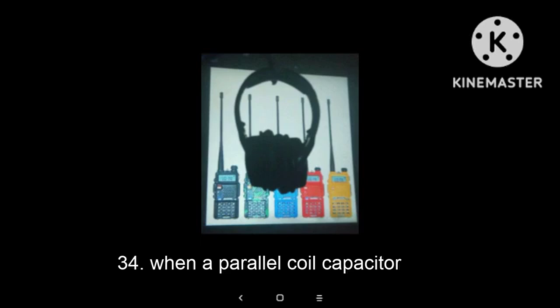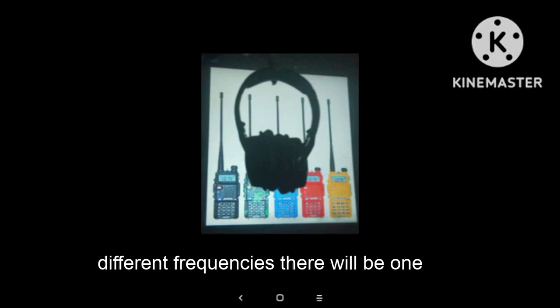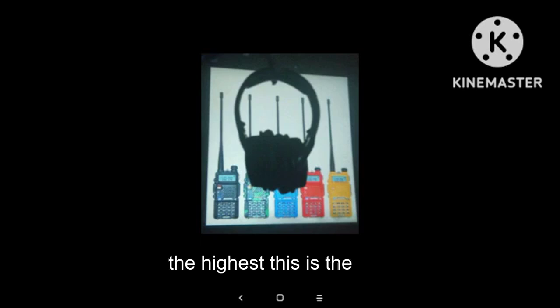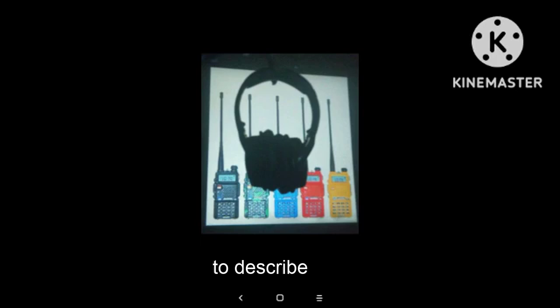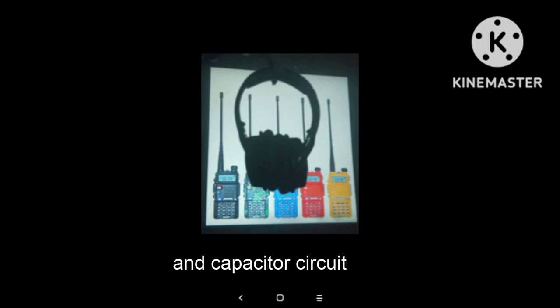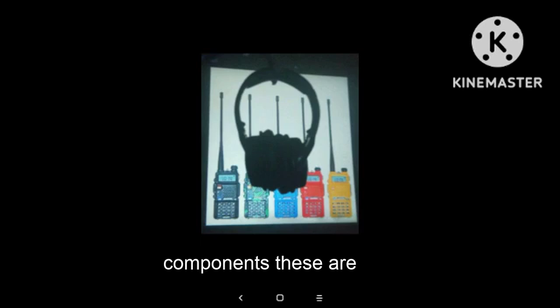34. When a parallel coil capacitor combination is supplied with AC of different frequencies, there will be one frequency where the impedance will be the highest. This is the resonant frequency. 35. Resonance is an electrical property used to describe the frequency characteristic of a coil and capacitor circuit. 36. A tuned circuit is formed from two basic components. These are inductors and capacitors.